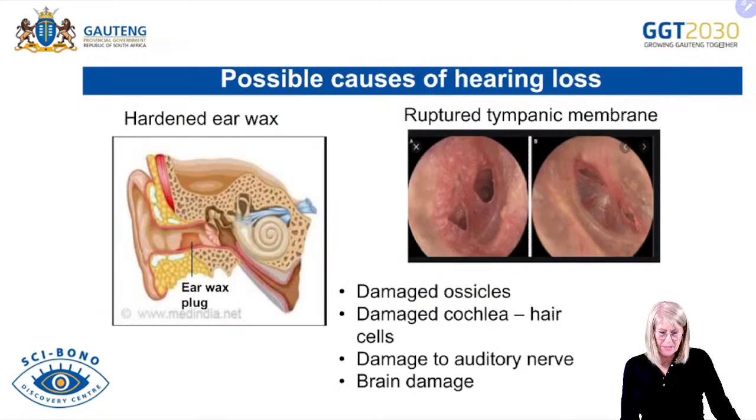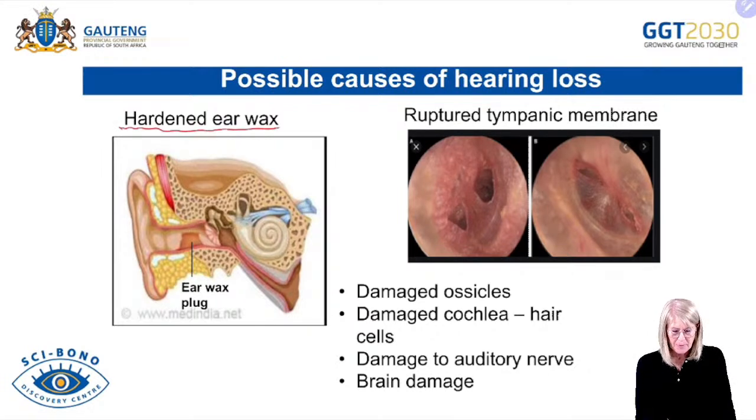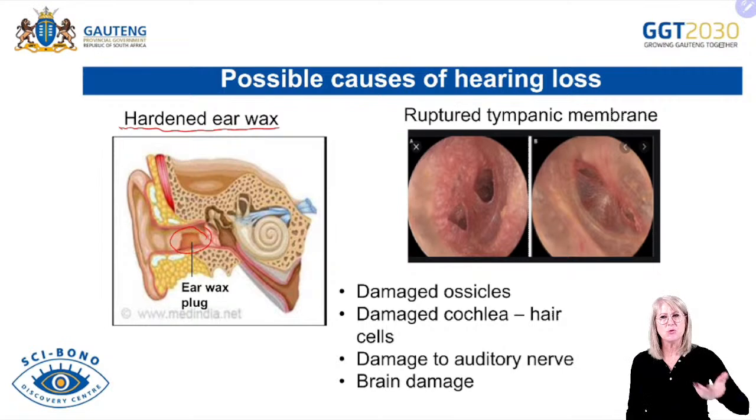Then the next thing we need to look at is possible causes of hearing loss. There can be different causes. The first one, if we have a look here, is hardened earwax. Remember, we said that in our auditory canal we have little glands which produce wax. That's very important because it's a protection. It keeps the tympanic membrane moisturized. It also prevents insects from making a nest in your ear, because it's nice and warm and dark in there, and also keeps out dust particles.